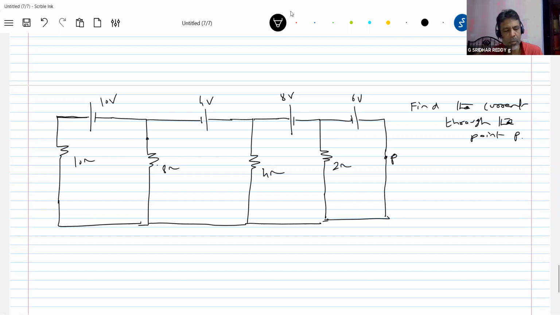Just don't jump into the problem. Analyze what best you can do with this question. Don't jump into the problem. Some students, rather than thinking logically, assume I1, I2, I3, I4. It's your problem.